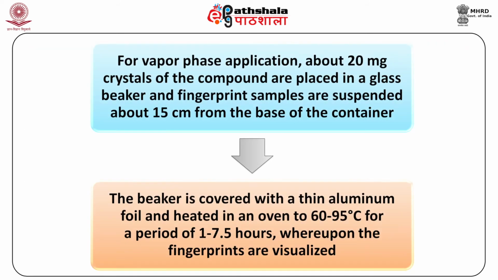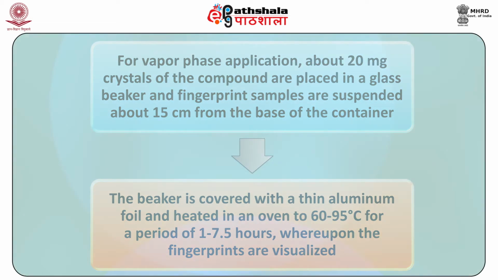For vapor phase application, about 20 mg crystals of the compound are placed in a glass beaker and fingerprint samples are suspended about 15 cm from the base of the container. The beaker is covered with a thin aluminum foil and heated in an oven to 60 to 95 degrees Celsius for a period of 1 to 7.5 hours, whereupon the fingerprints are visualized.